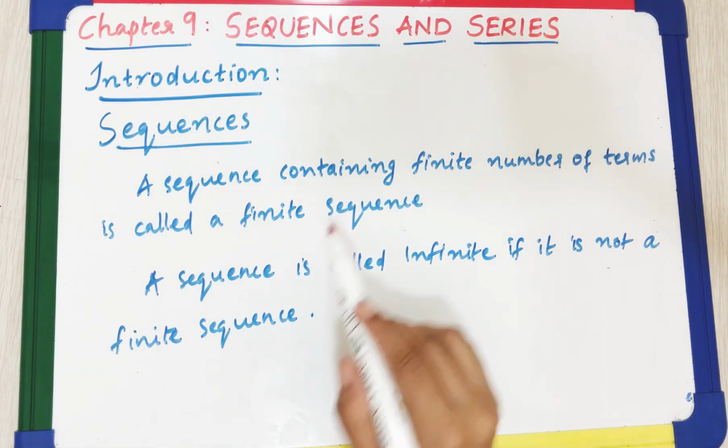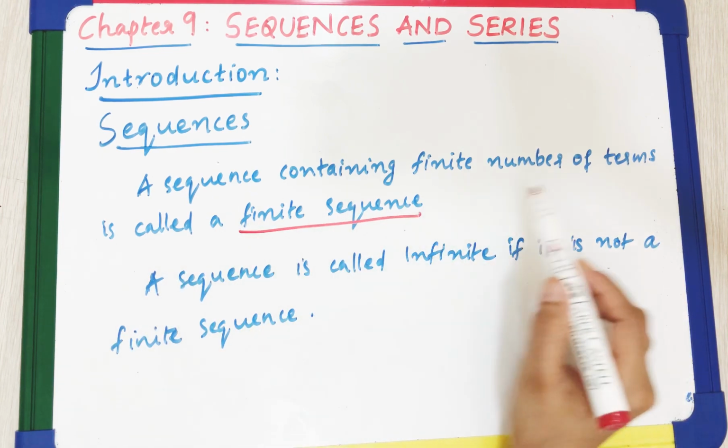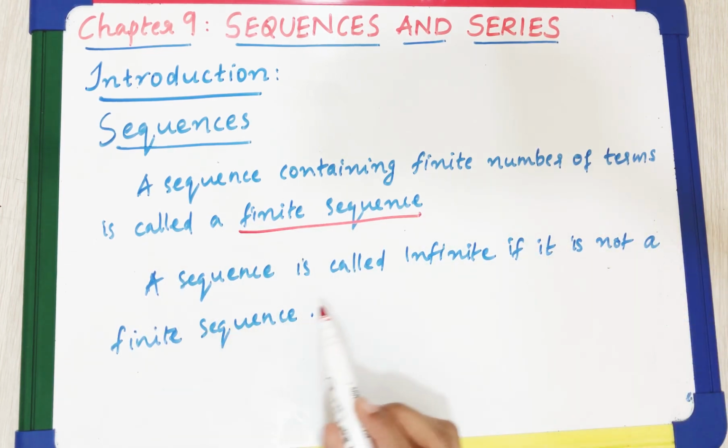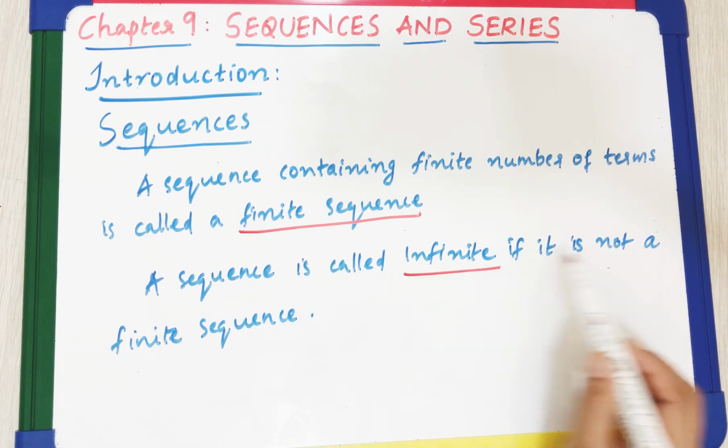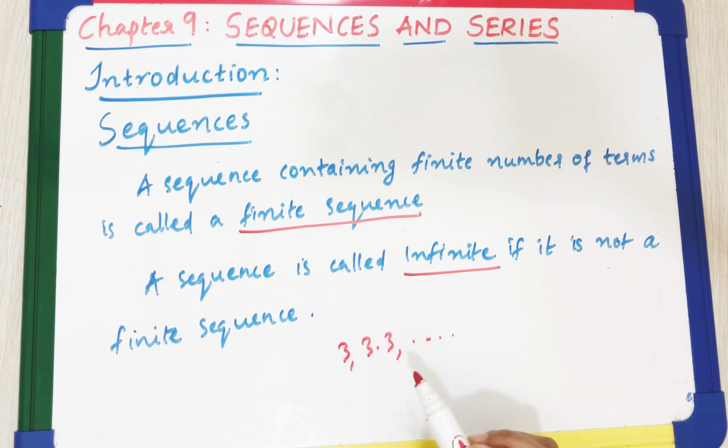That is, a sequence containing a finite number of terms is called a finite sequence. Example, our alphabet. A sequence is called infinite if it is not a finite sequence. Example, 3, 3.3, etc., the quotients obtained by dividing 10 by 3 at different stages.